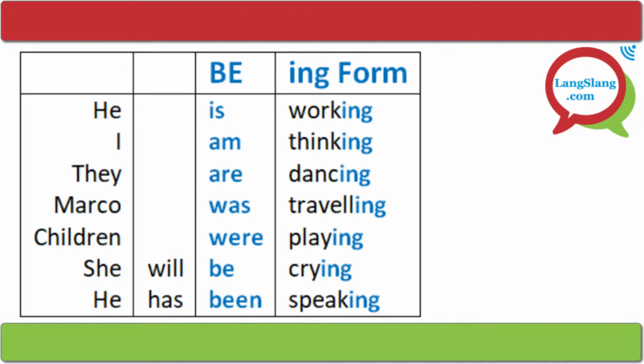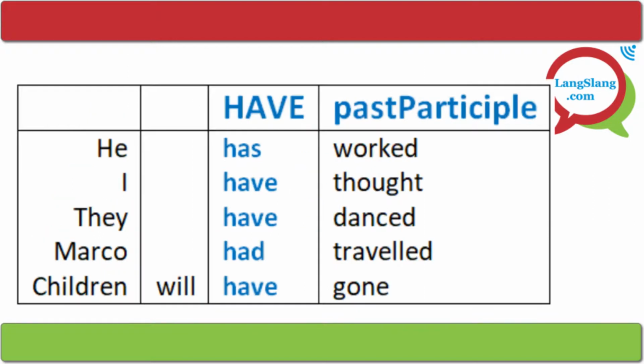Okay, and look at this chart, and here has and worked, has and past participle form. So has is the present form of have, so this is a present perfect. Has, have are present form, so they are present perfect. Had is the past form, so it is past perfect.